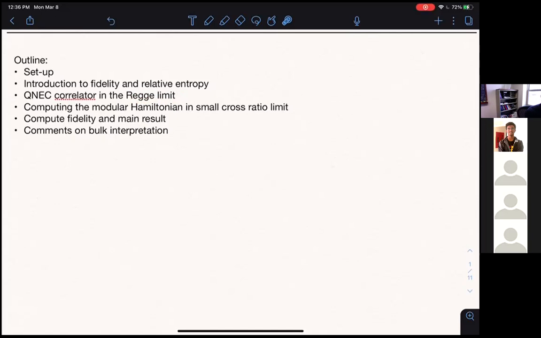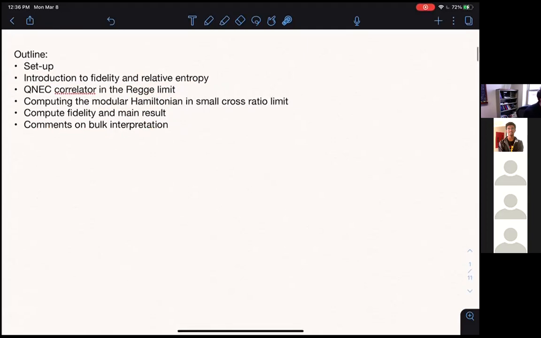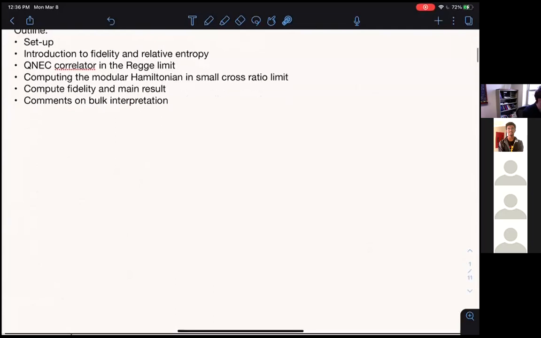And we'll compute it in a particular limit for certain regions. We'll need to compute modular Hamiltonians in a certain limit that hasn't been computed before, or only partially computed. And then we'll compute these quantum information measures explicitly. These are all boundary quantities that I'm computing, and I'm going to comment on their bulk interpretation in terms of quantum extremal surfaces.